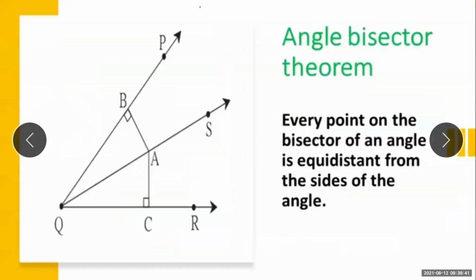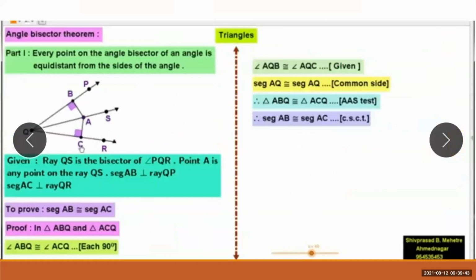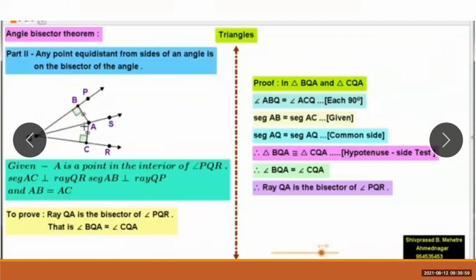Okay, now we will see one more theorem, that is converse of angle bisector. Okay, converse of angle bisector. Here is the theorem that is given in your textbook as part 2 of the angle bisector. Part 1 is main angle bisector theorem and part 2 is converse of that theorem. Okay, so that is the converse of angle bisector theorem.